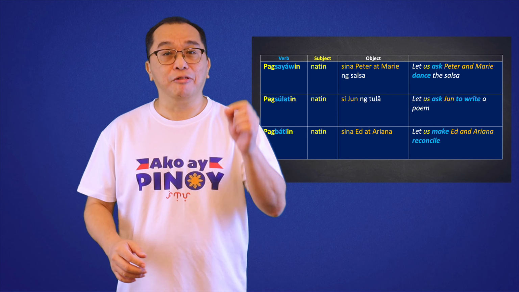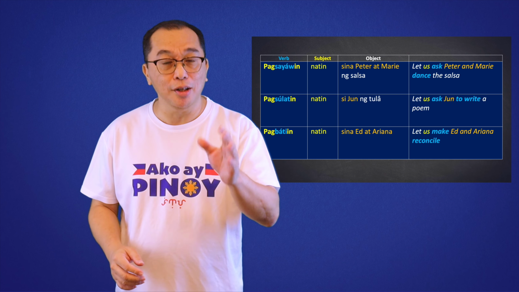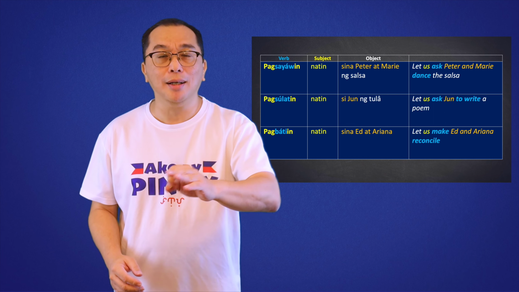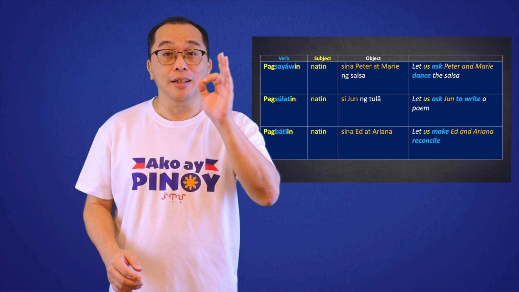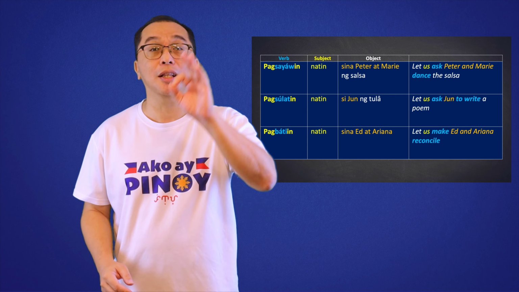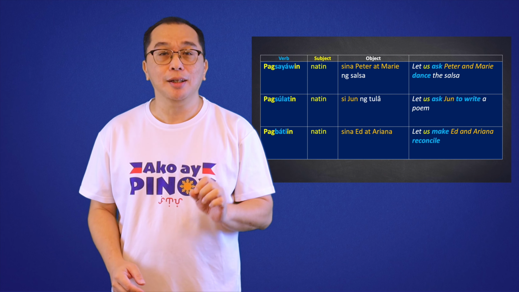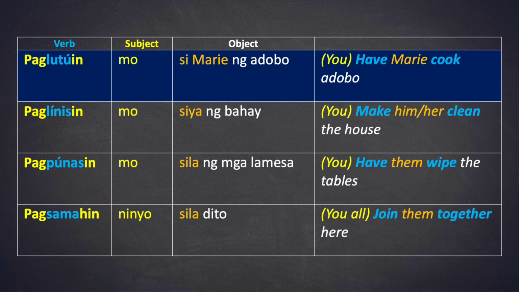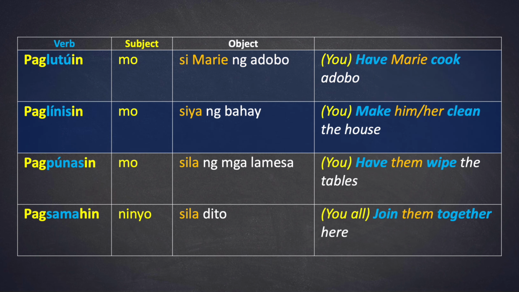These sentences are fairly straightforward. However, something strange happens in the imperative verb when addressed to a second person that doesn't happen if used in the first or third person. Let's take a look at these sentences. Paglutuin mo si Marie ng adobo. You have Marie cook adobo. Paglinisin mo siya ng bahay. You make him or her clean the house.